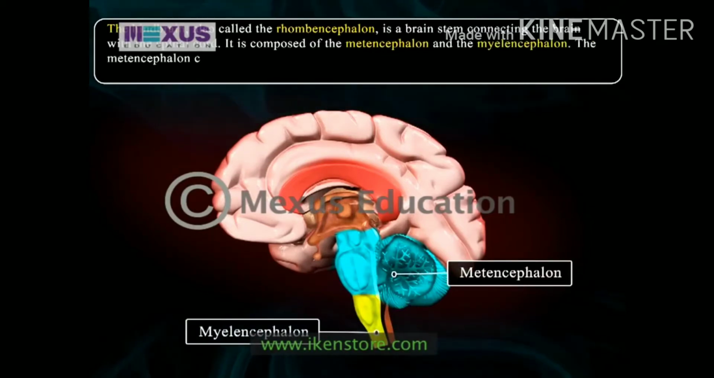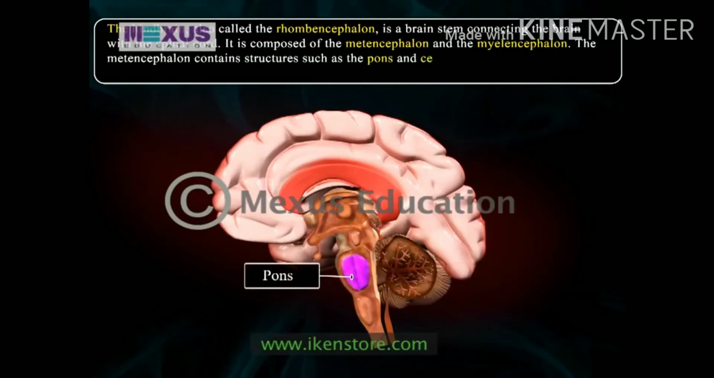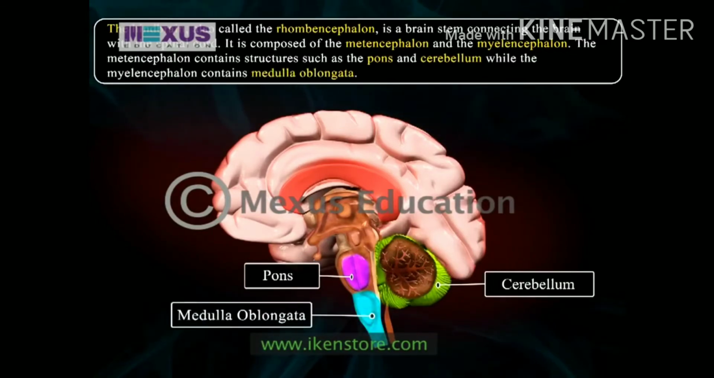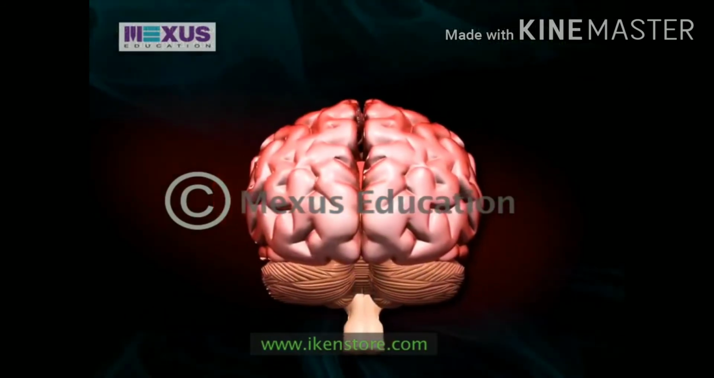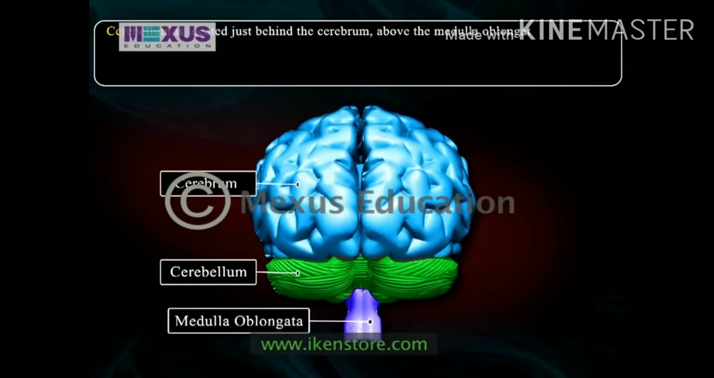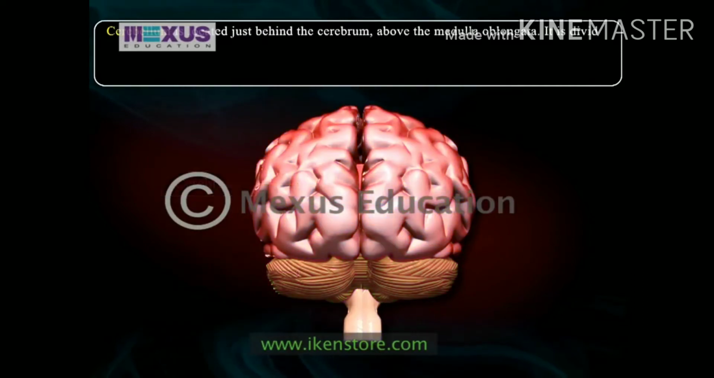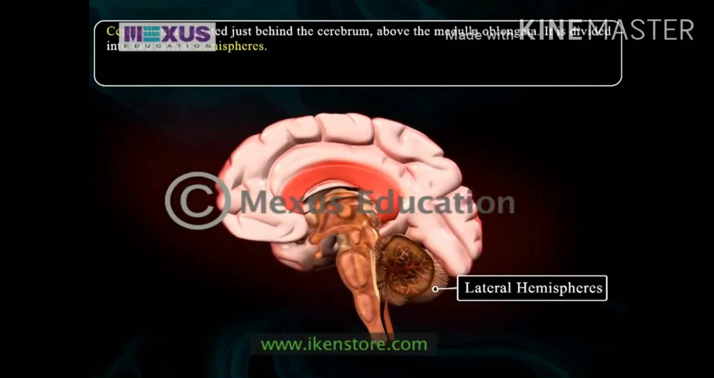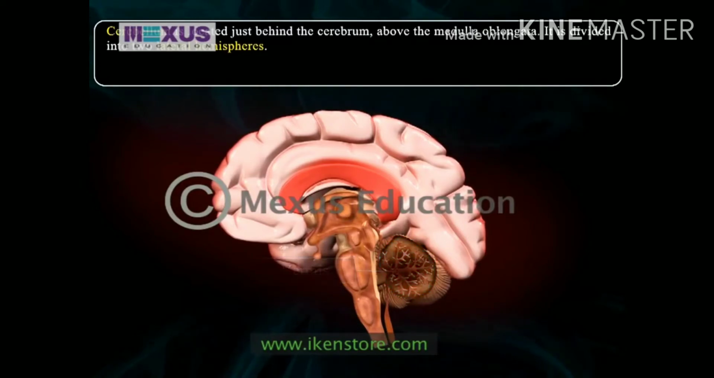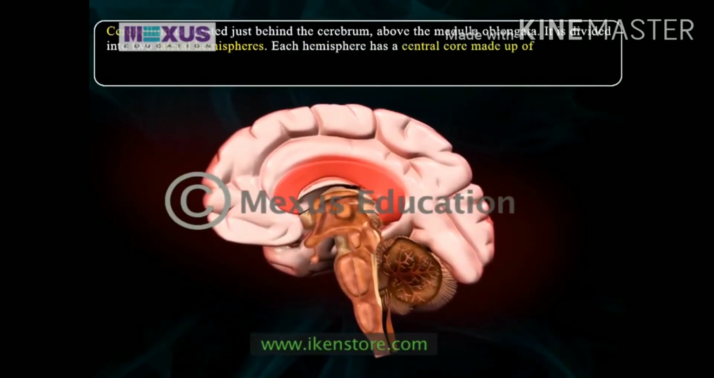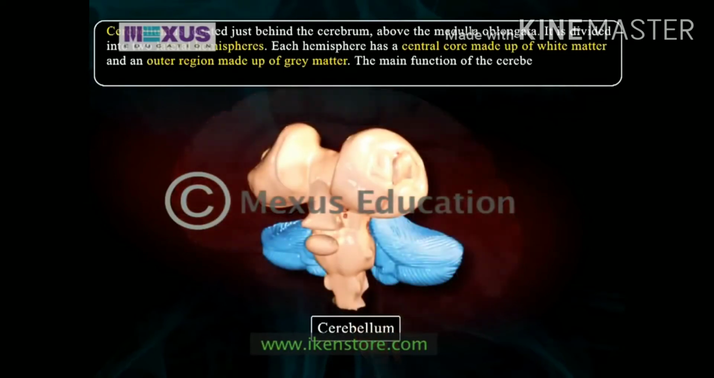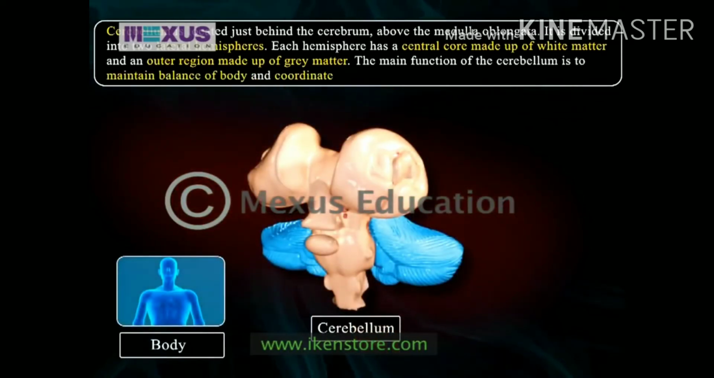The metencephalon contains structures such as the pons and cerebellum, while the myelencephalon contains medulla oblongata. Cerebellum is located just behind the cerebrum, above the medulla oblongata. Like cerebrum, it is also divided into two lateral hemispheres, which are connected by the medial part called vermis. Each hemisphere has a central core made of white matter and an outer region made of grey matter. The main function of the cerebellum is to maintain balance of body and coordinate muscular activity.